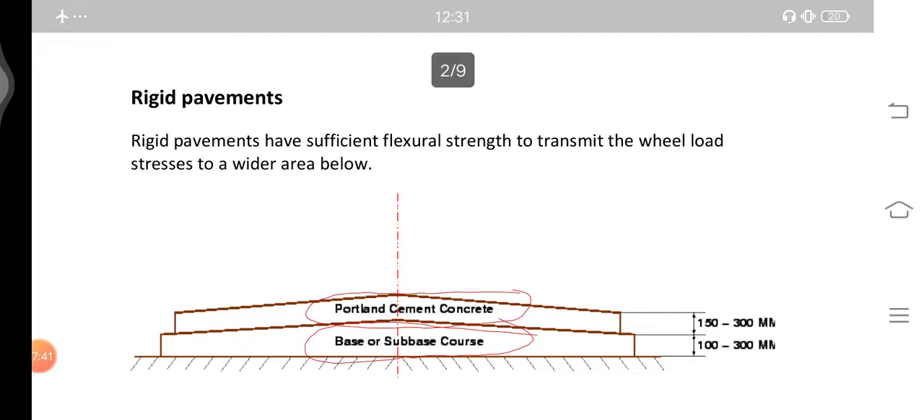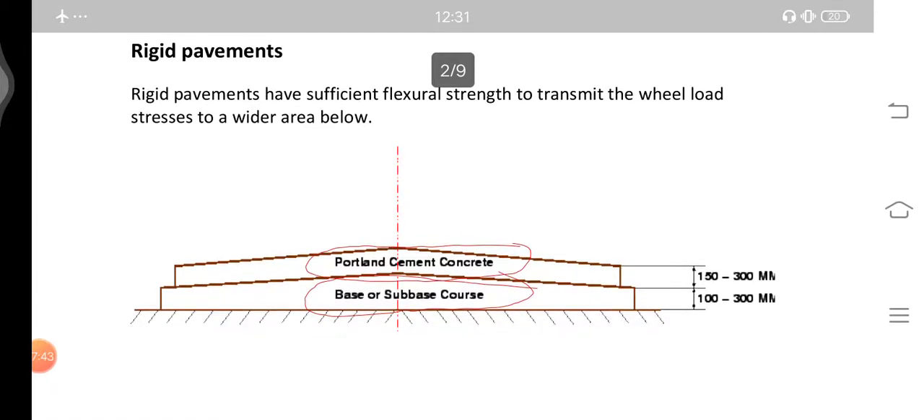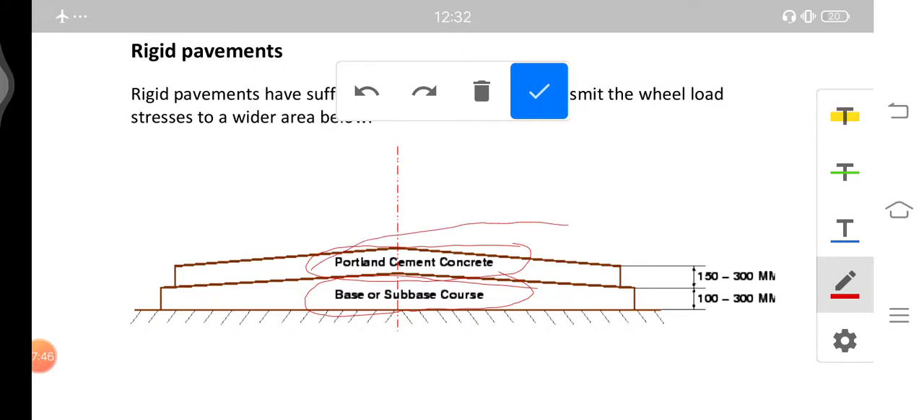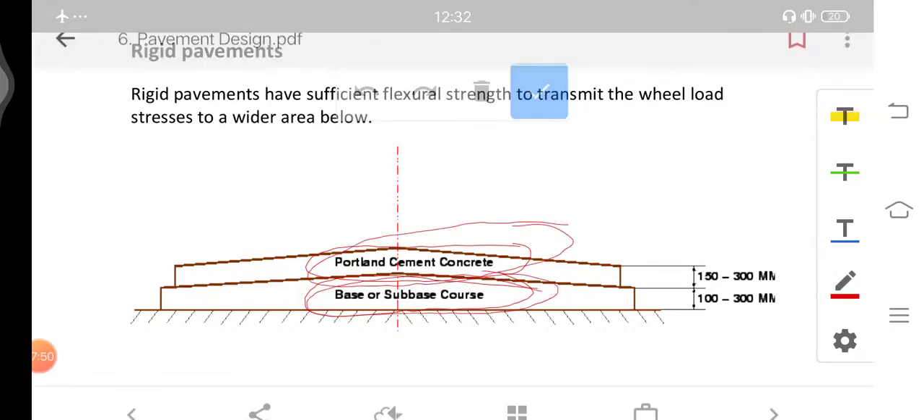But rigid pavements are just of two layers. The top layer is a rigid Portland cement concrete layer, followed by a base or sub-base course at the bottom.